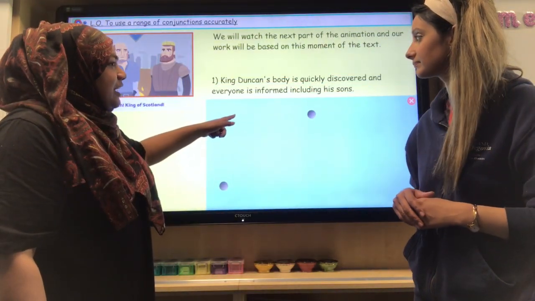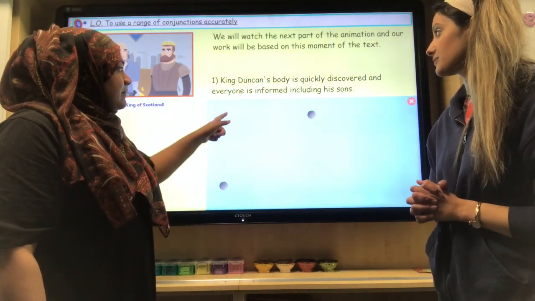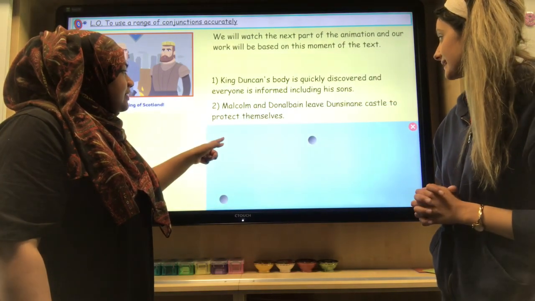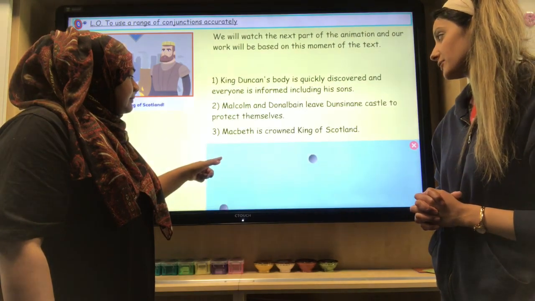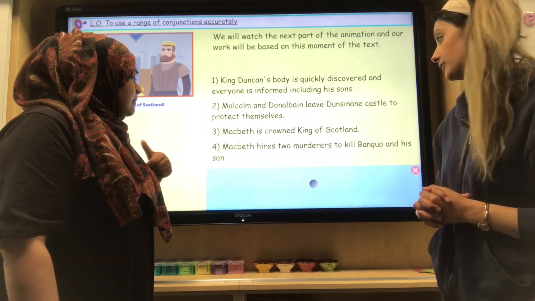So point number 1, Miss Gale, off you go. King Duncan's body is quickly discovered and everyone is informed, including his sons. Number 2. Malcolm and Donalbain leave Dunsinane Castle to protect themselves. And number 3. Macbeth is crowned King of Scotland. And number 4. Macbeth hires 2 murderers to kill Banquo and his son.